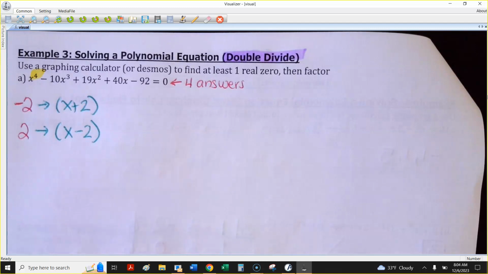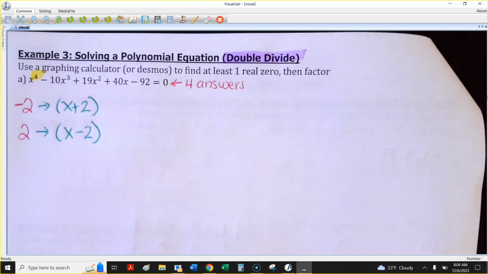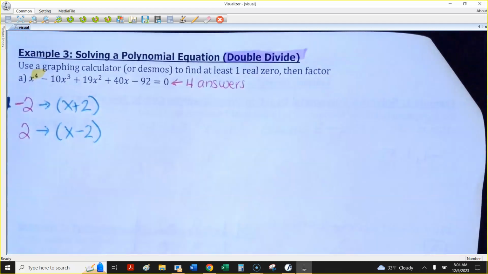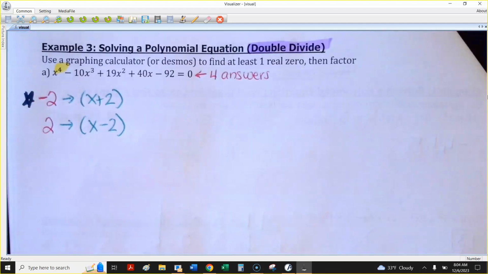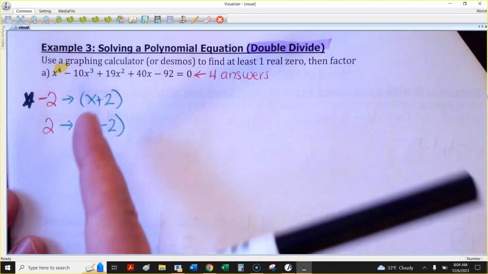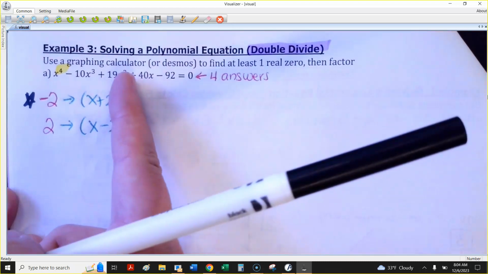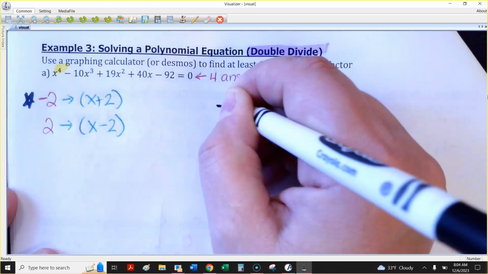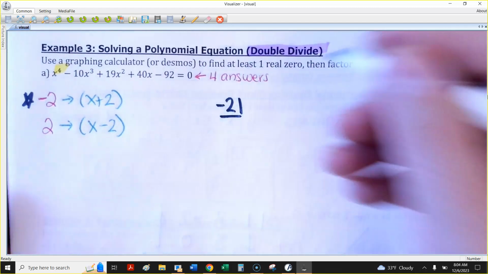It does not matter which one of these factors you start with. You could start with the -2 or the +2. It doesn't matter. I am going to start with the -2. I know x plus 2 is a factor of this polynomial. So if I divide, using synthetic or long division, completely up to you, we should not have a remainder.